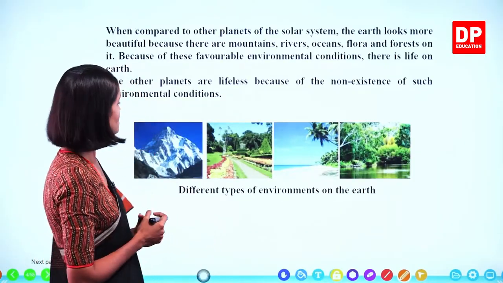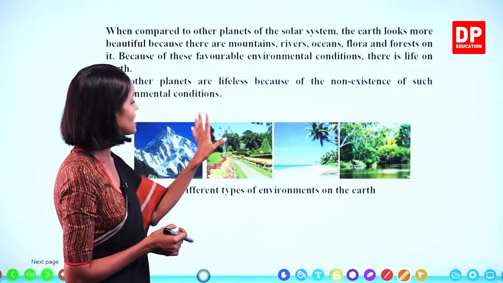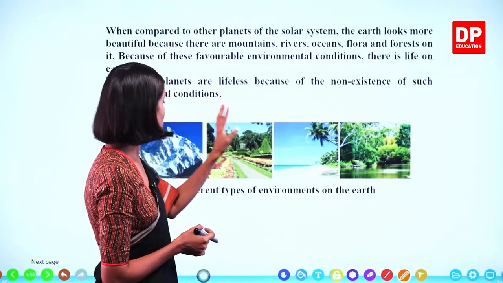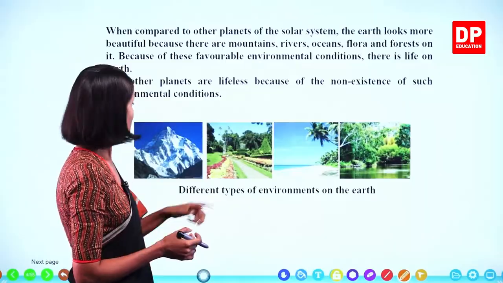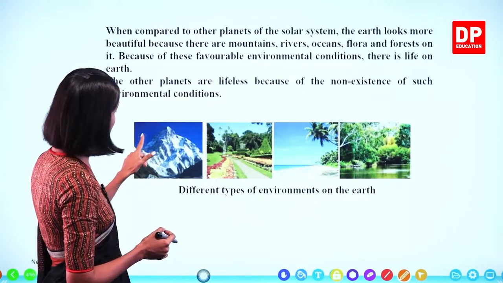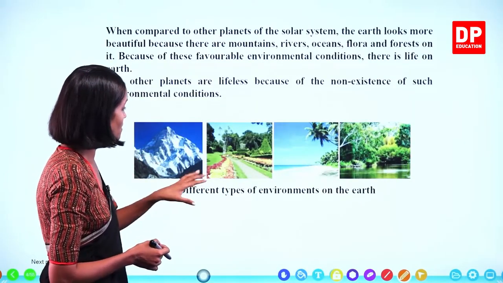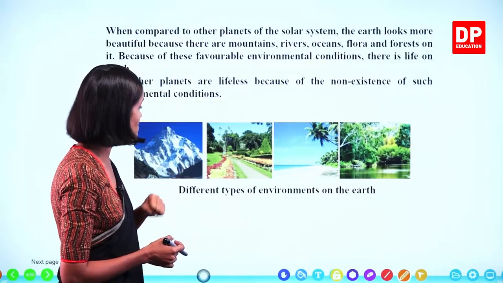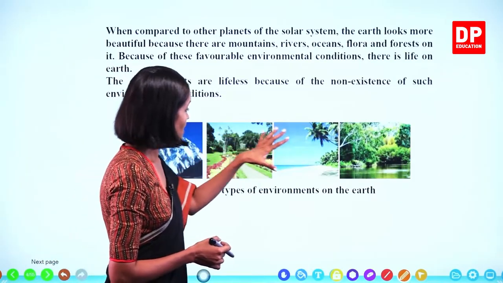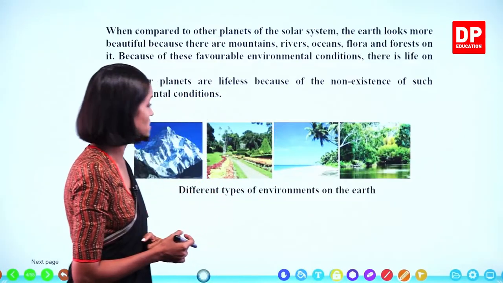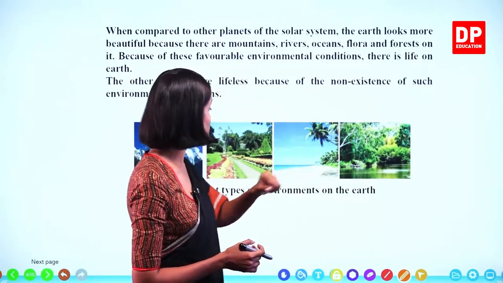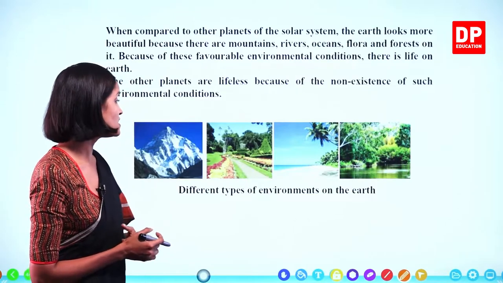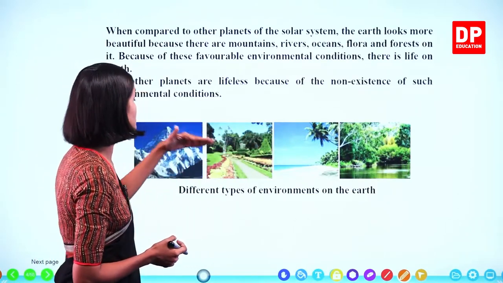Right, children? So look at this picture. There are some examples of different types of environments on the earth, right? There are mountains. This is a snowy mountain. There are beautiful gardens present, right? And coastal areas present. And here we can see aquatic environments present, right, children? There are so many different environments.